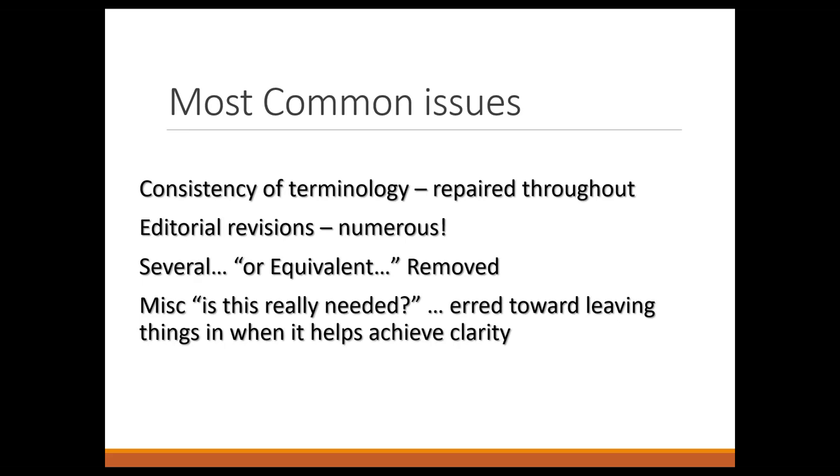So most of the common issues that caused the negative vote was consistency of terminology, both within the document, consistency inside of itself, as well as consistency between Z359 and Z459. There were also just a boatload of editorial revisions. One of the big things was when we first put the Z459 document together, we used the term "or equivalent" a lot. You must have a Z359 harness or equivalent, and that didn't go over very well. It was like it either is or it isn't. Standards should be more black and white than that, so we removed all of the equivalents.